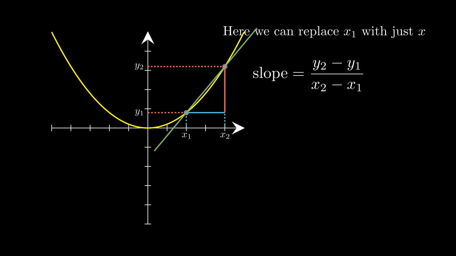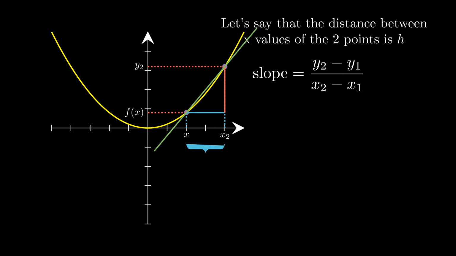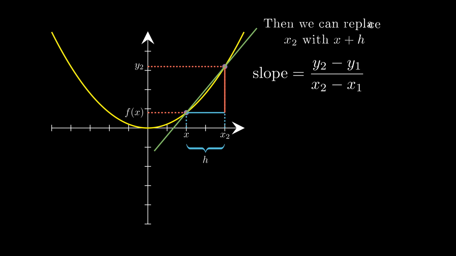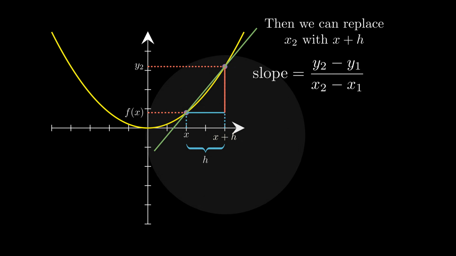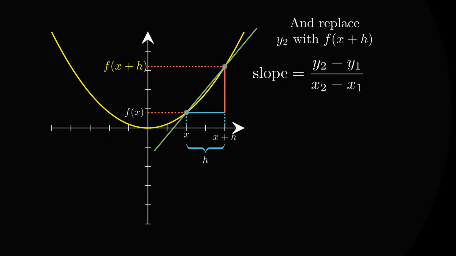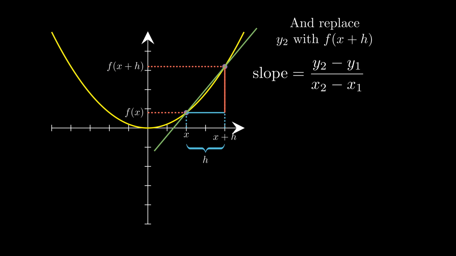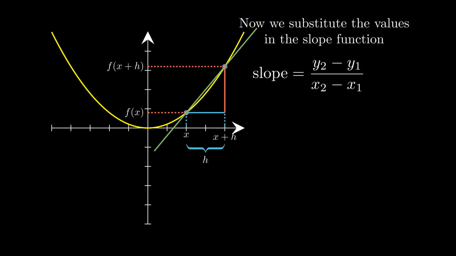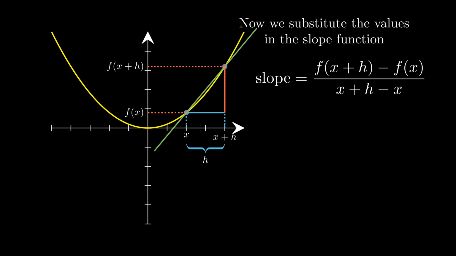Here we can replace x1 with just x. So y1 can be replaced with f of x. Let's say that the distance between x values of 2 points is h. Then we can replace x2 with x plus h, and replace y2 with f of x plus h. Now we substitute the values in the slope function.